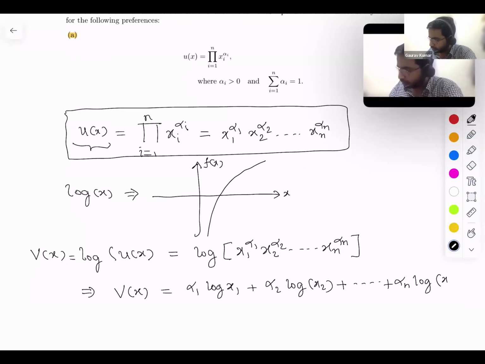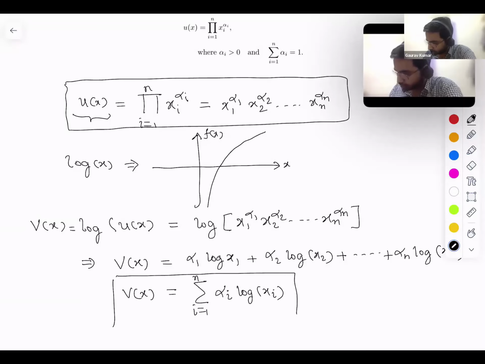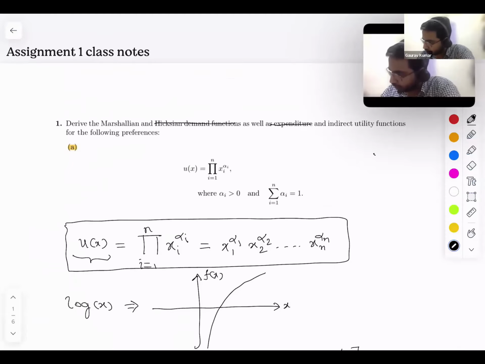In a compact manner, we can write this as summation of i ranging from 1 to n alpha i log xi. Now this is our transformed function. So the preference order, by preference order I mean this symbol, which I'll be pronouncing as squiggle, which is how it is pronounced. This represents a preference order.